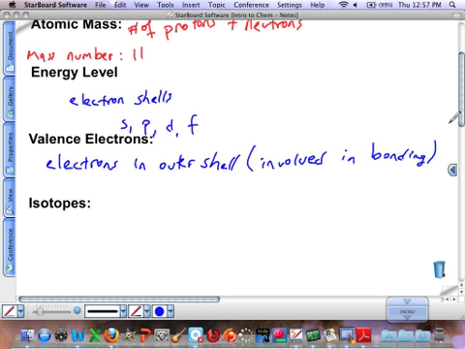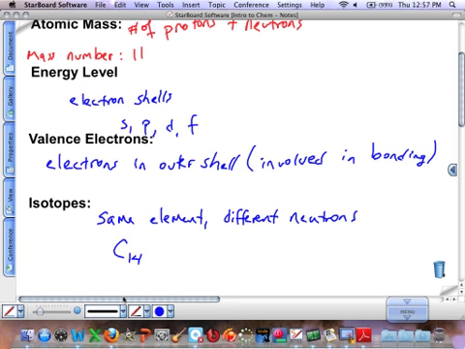An isotope is when you have the same element, but we have a different number of neutrons. So the same element, different neutrons. Think like this. That's for carbon 14. Ever heard of carbon 14 gauge? Okay. That's carbon 14. That's an isotope of carbon.